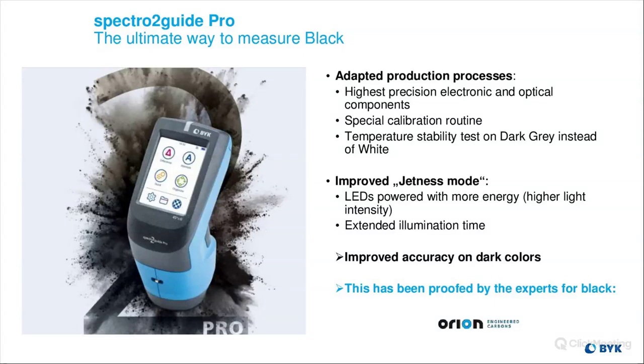So again, the Spectra 2 Guide Pro, the ultimate way to measure black with adapted production processes. I mentioned we changed a lot of the electrical components so that lowered what that electrical noise could do. And then we improved the jetness mode with these higher powered LEDs that are extended longer. And then even the calibration process changed with a new test on dark gray instead of a white. What that's able to do is lower the reflectance values that it's calibrating at, so it can really get deeper into those deep blacks.